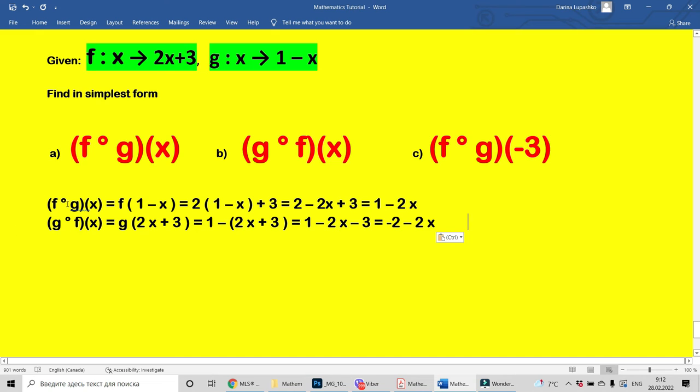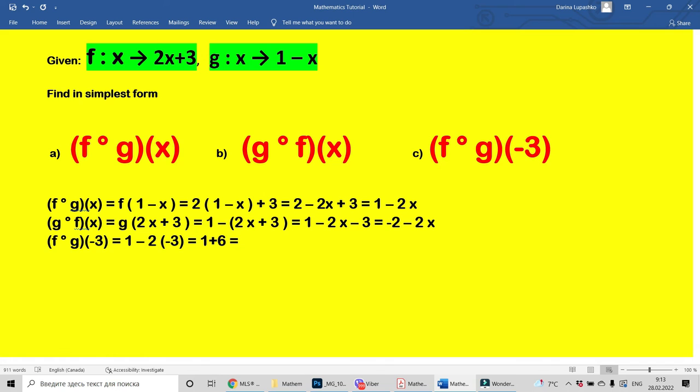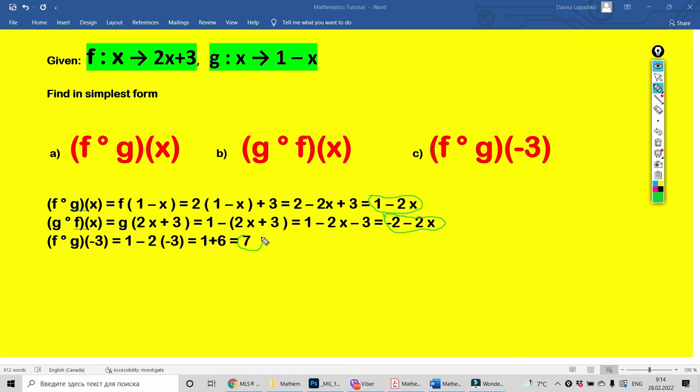So we know f following g of x, and instead of x we'll put in this expression minus 3, and we'll get f following g of minus 3 equals 1 minus 2x, which is minus 2 times minus 3, which equals positive 6. 1 plus 6 equals 7. This is the answer. These are our answers: f following g, g following f, and f following g of minus 3.